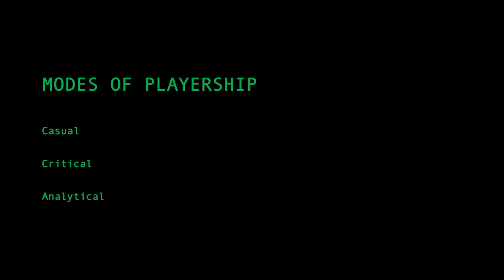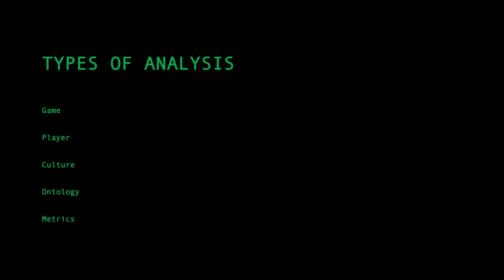And then lastly, your analytical take. When you write your analytical paragraph, it should be the most developed. It should use these 5 types of analysis to analytically break down the game and think about how it's operating in these 5 analytical modes.